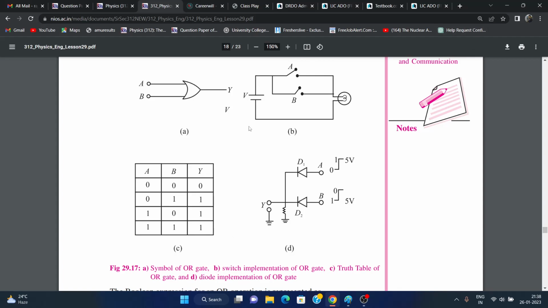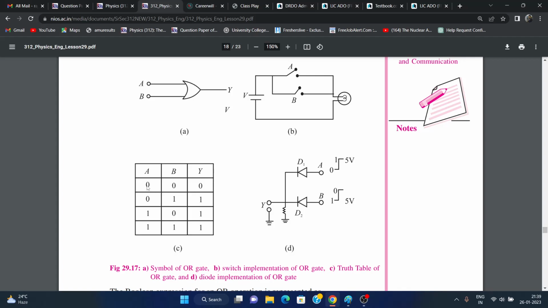Now in this circuit, it is quite easy to understand that this is a battery, these two are switches A and B, and this is a light bulb which will glow if current passes through it. But if the switches are open like this, then no current will pass through them. If both of them are closed or any one of them is closed, then current will pass through them, and in that case the bulb will glow and we will get the output as 1.